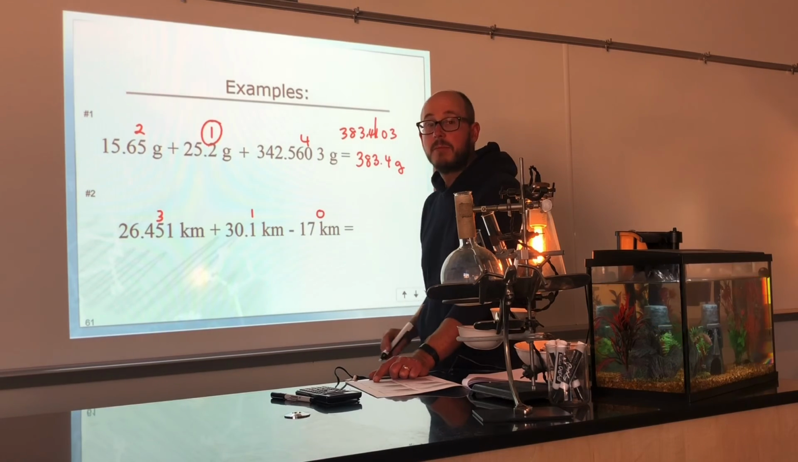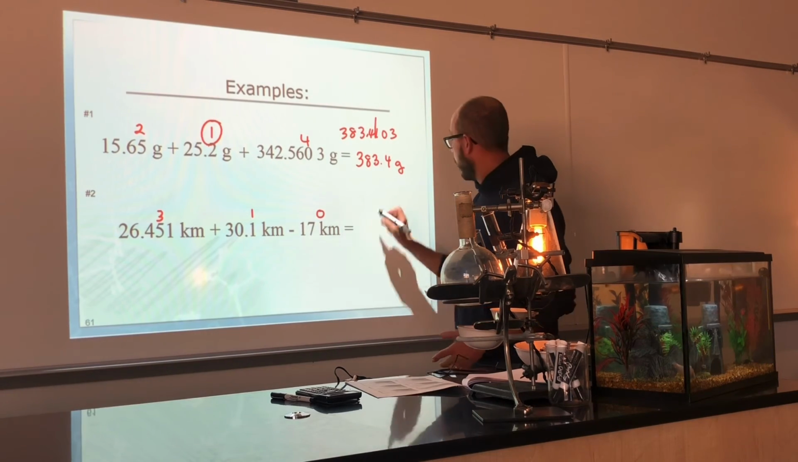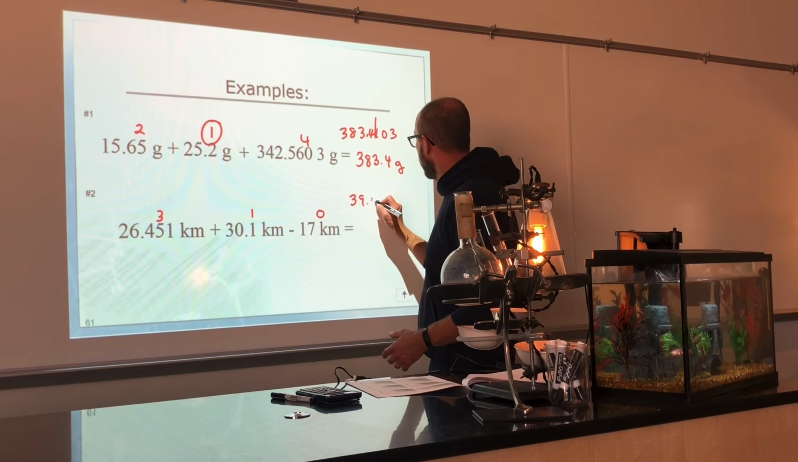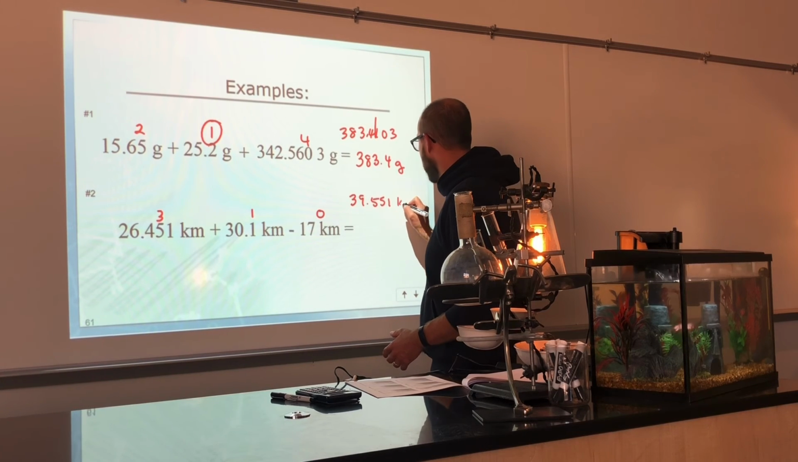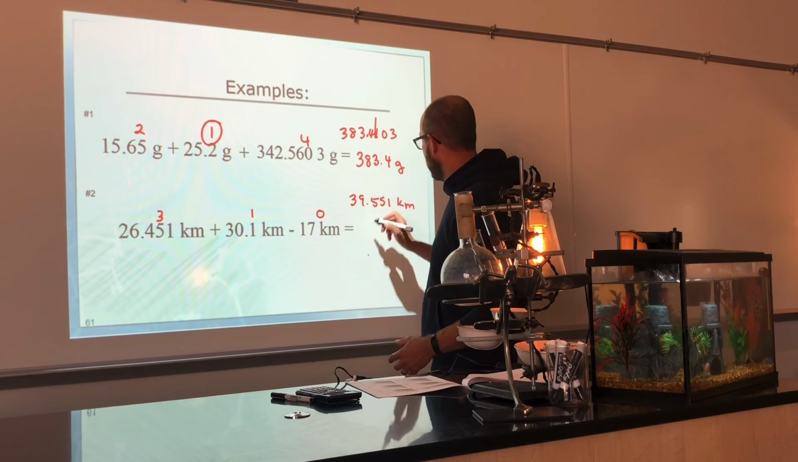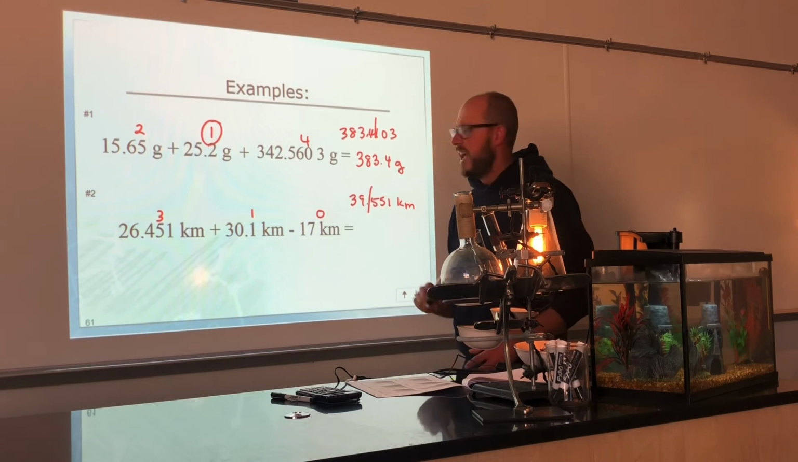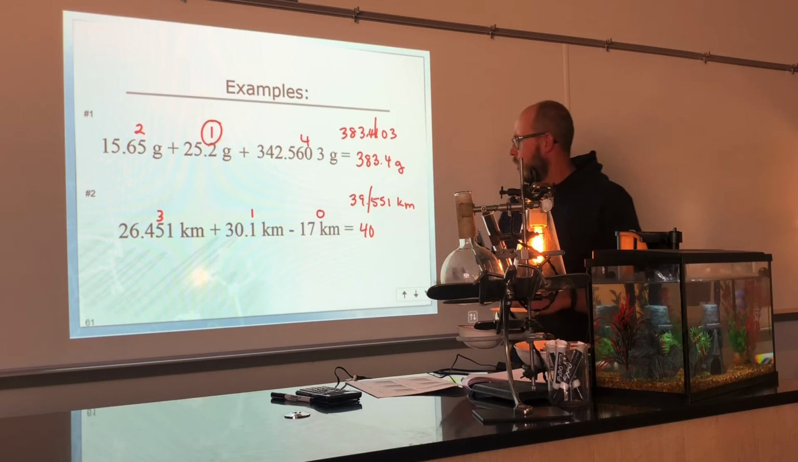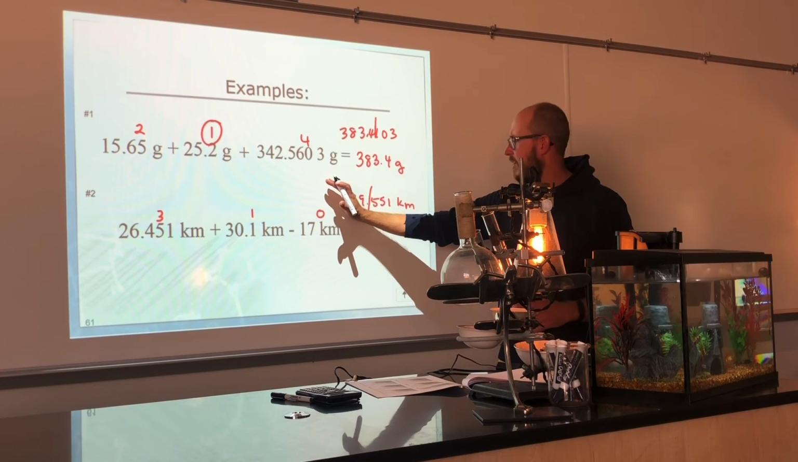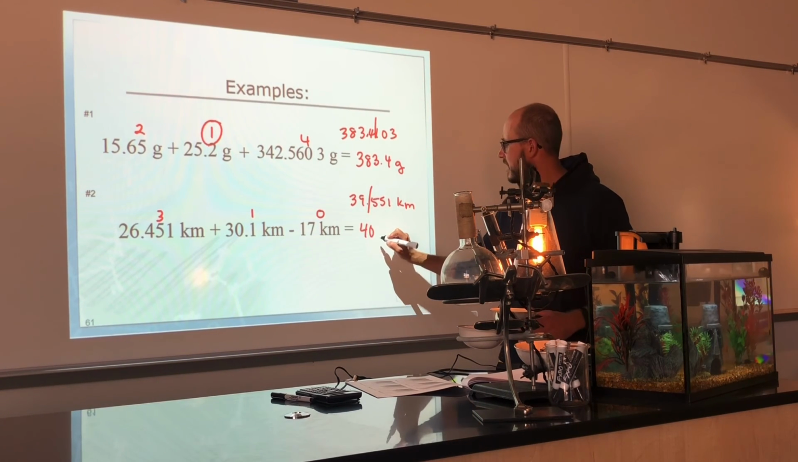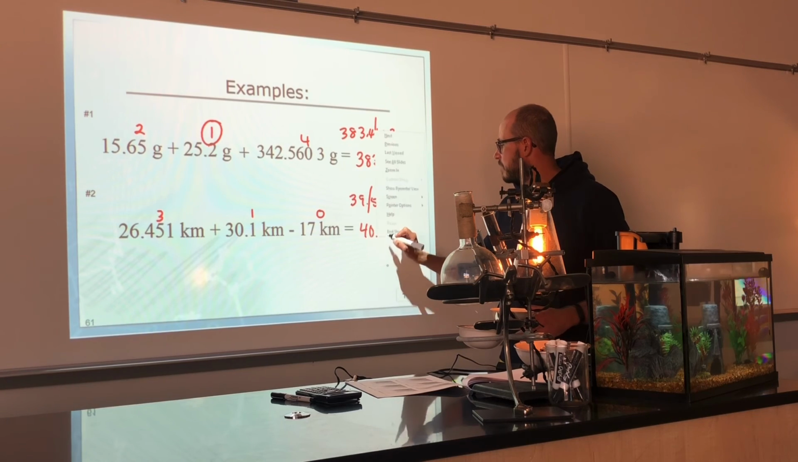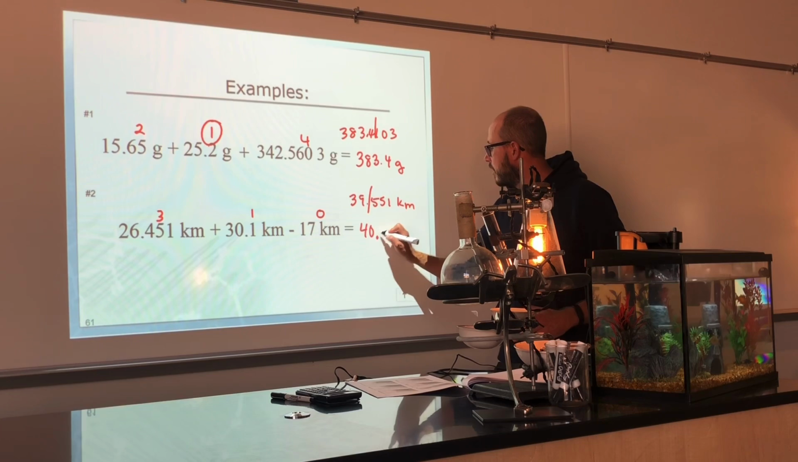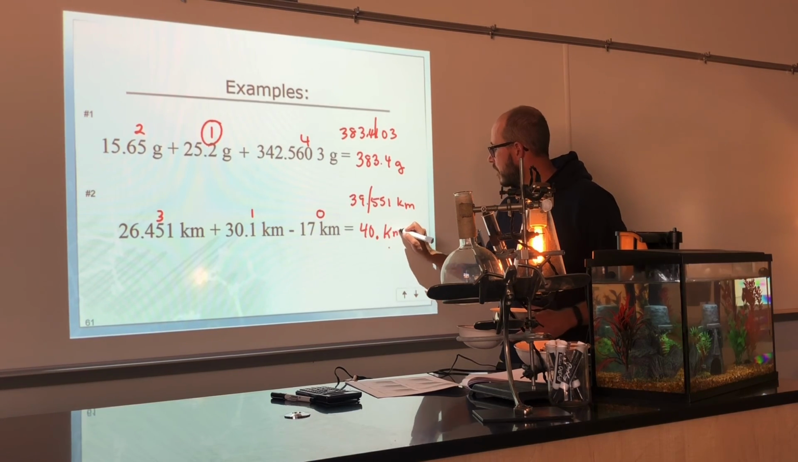So the fewest number of decimal places is 0. When I add this together to get 39.551 kilometers, and I want 0 decimal places, that's going to force my 39 to go up to 40. Problem is, I want everything here to be significant, but I don't want any decimal places. So the only way I could do that is add a decimal point there, and finish it off with kilometers.